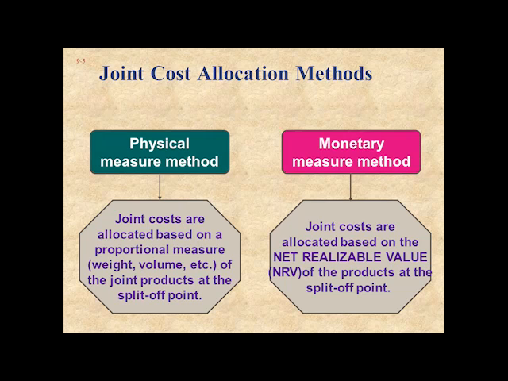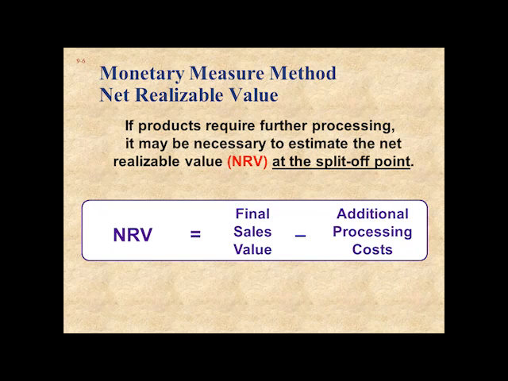A net realizable value, or the NRV, is the final sales price, wherever that is, if it's at the split or if it's at the final destination after additional processing, whatever the final sales value is, minus additional processing cost, if there are any. So this way we can compare products that are processed further to products that are sold at the split based upon this definition of NRV. So what we're doing is trying to find the value of all the products at the same place, which is the split off point.